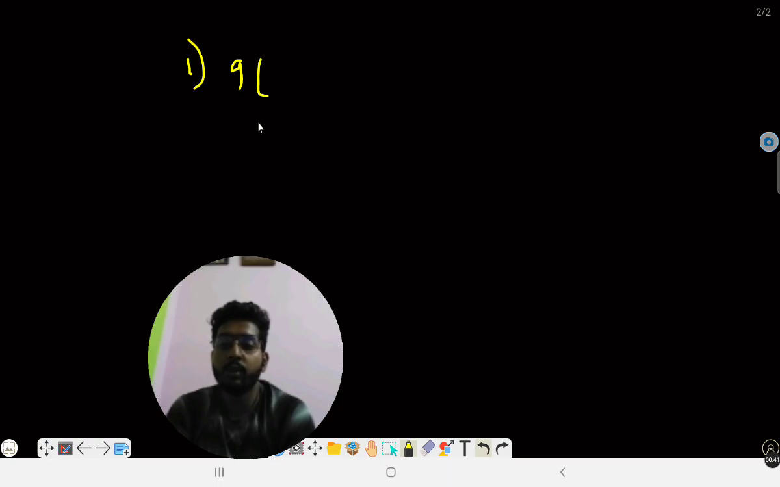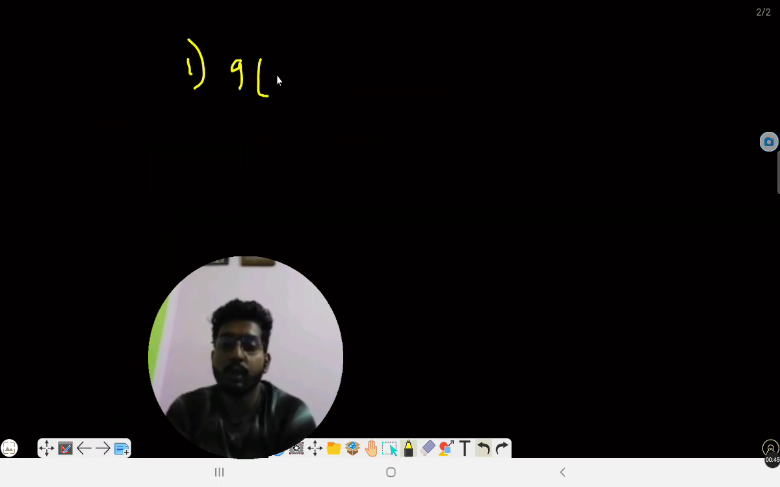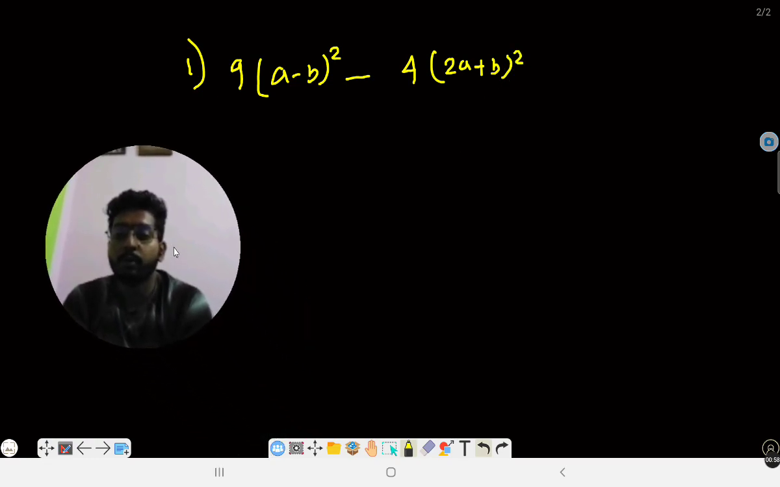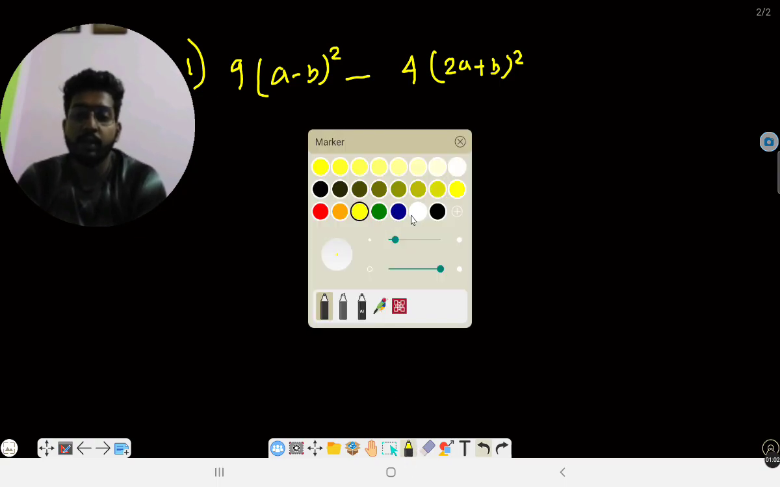9 into (a minus b) whole square minus 4 into (2a plus b) whole square. So we'll try to solve this problem. Okay, so how to solve this one? This is a factorization problem.